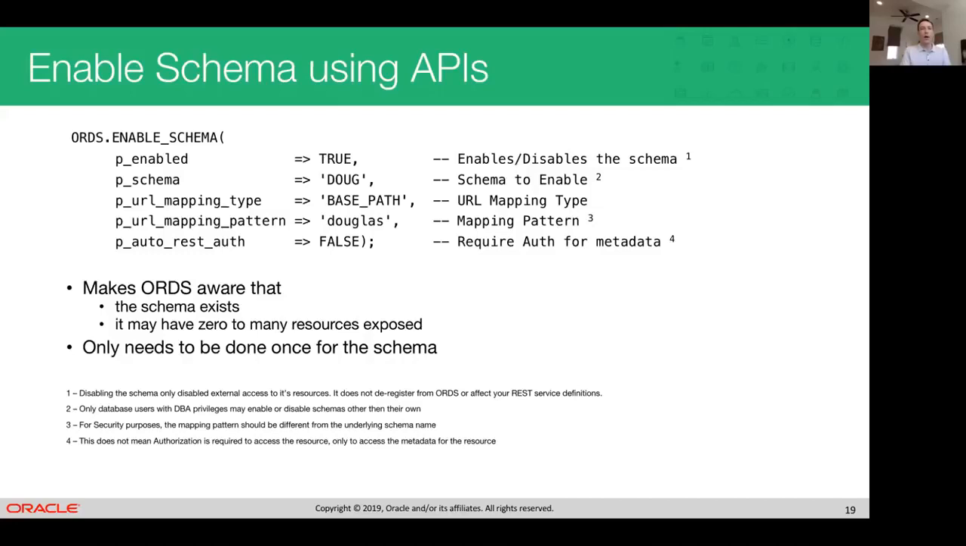Now, a note about that auto REST auth. This does not mean authorization on to access the resource. This is only authorization to access the metadata about a resource. That fools a lot of people, so be careful about that one. So what this does is it makes ORDS aware that the schema exists and that it may have 0 to many resources exposed. And you only need to do it once per schema. You really don't need to do it every time you define a new resource. It really just is something that you do once.